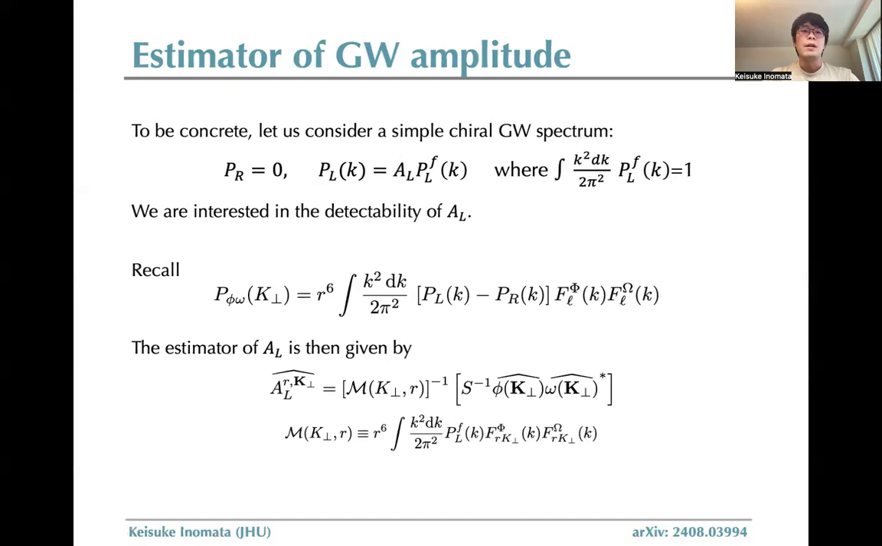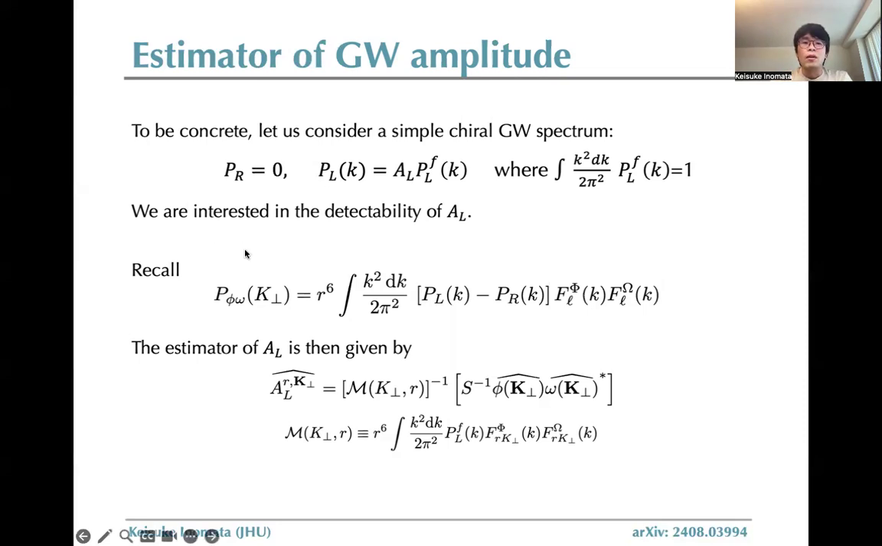Okay, so here, to be concrete, let us consider a simple chiral gravitational wave spectrum. So we consider fully chiral gravitational waves, where there is no left-handed gravitational waves. So all gravitational waves are right-handed. And we define A_L as this, and the P_L is normalized as this. So we are interested in the detectability of A_L.